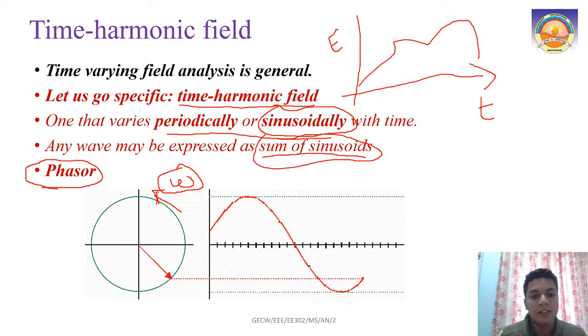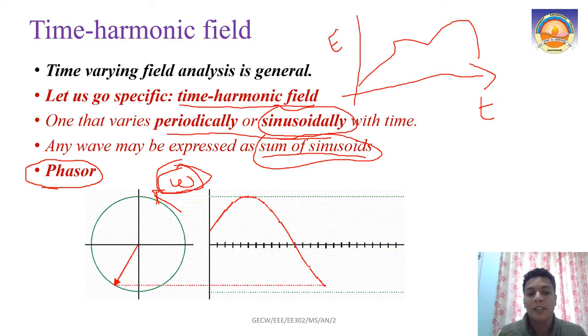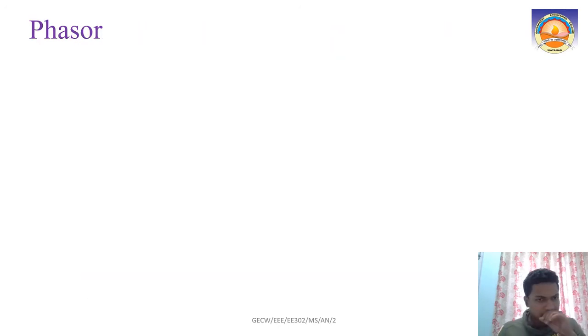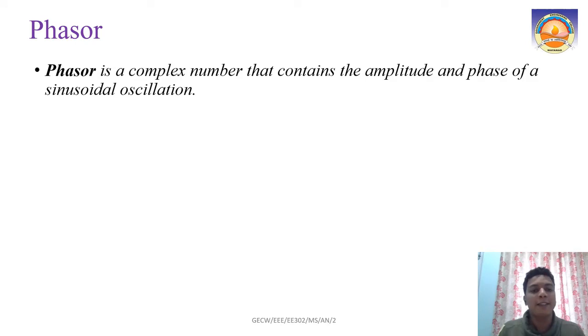So we will think that our frequency is constant, or our angular velocity is constant. Okay. Now let us define a phasor. In mathematical terms, a phasor is a complex number that contains the amplitude and phase of a sinusoidal oscillation. Okay, a phasor is a complex number that contains the amplitude and phase of a sinusoidal oscillation.